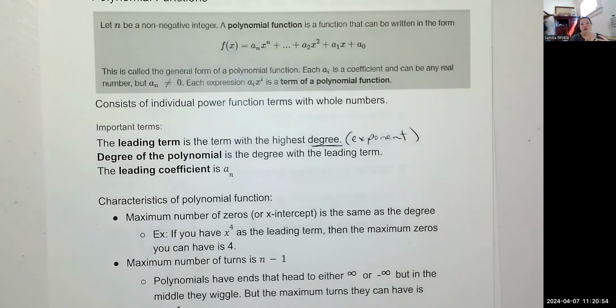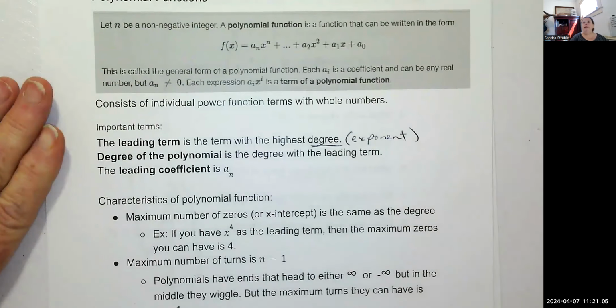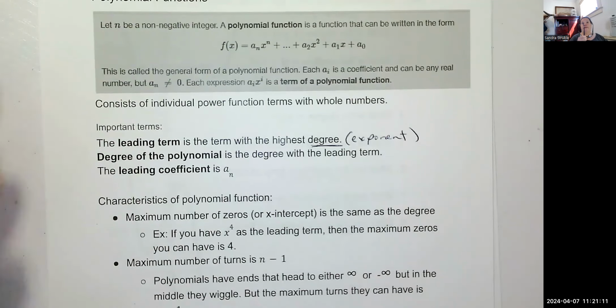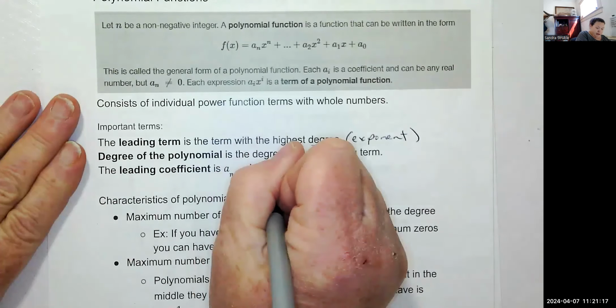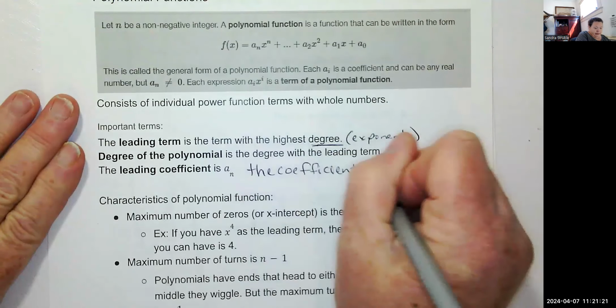You need to know your leading term for your polynomial in order to know the end behavior as well as other things that we're about to describe. The degree of the polynomial is the degree of the leading term, okay? The leading coefficient is the coefficient of your leading term. The leading coefficient is the coefficient of the leading term.